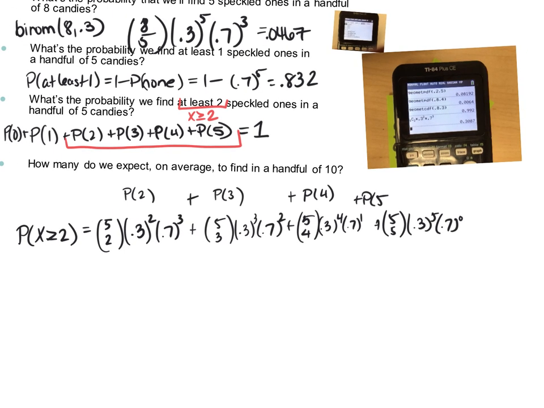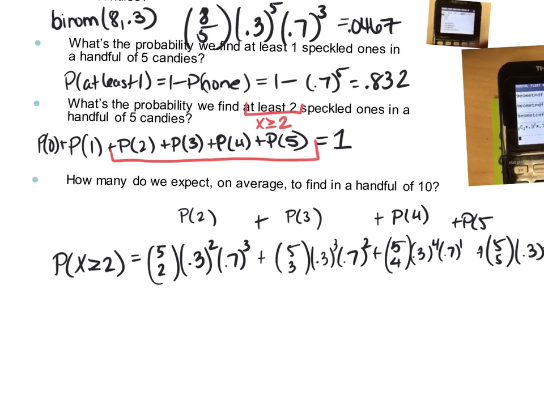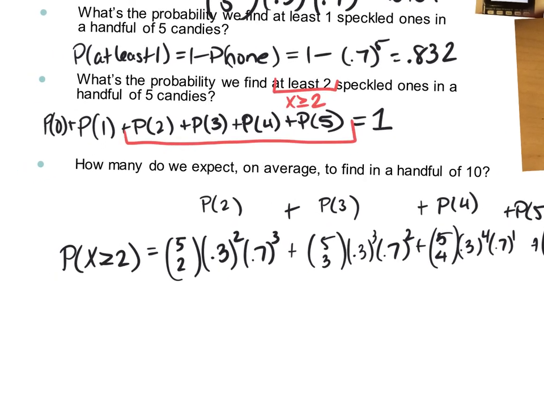Now, is there an easier way? Come back here. The complement of at least two would be what? These two things, right? If I'm interested in adding up all of this, then the complement is what I'm not interested in, right? Two calculations instead of four, right?